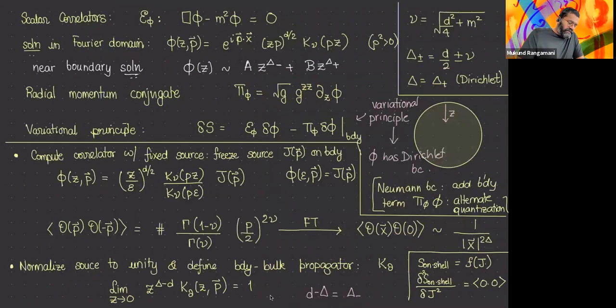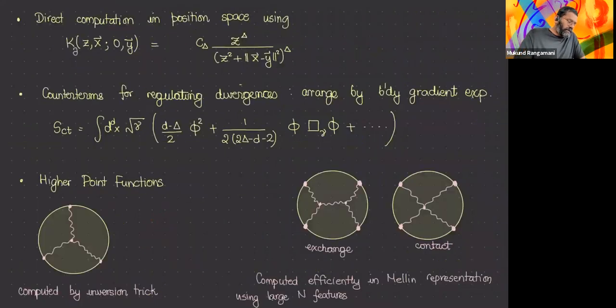When you're doing calculations with a fixed cutoff, I cheated in writing this formula. There are subleading divergences here, the terms that blow up as epsilon goes to 0, and they need to be regulated. You can regulate them by adding a counterterm action, which is the whole story of holographic renormalization. The counterterms you can add are the same kind of counterterms you can add in field theory. They're local functionals of the boundary fields and their derivatives.